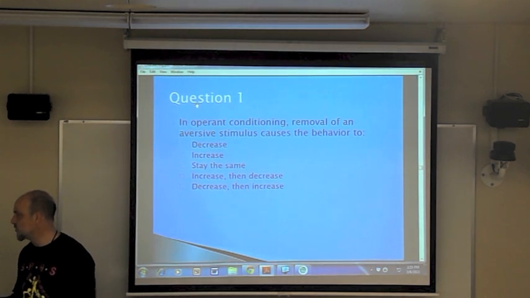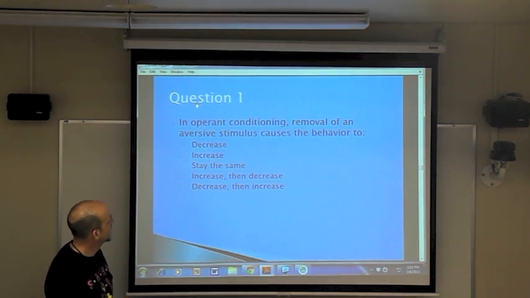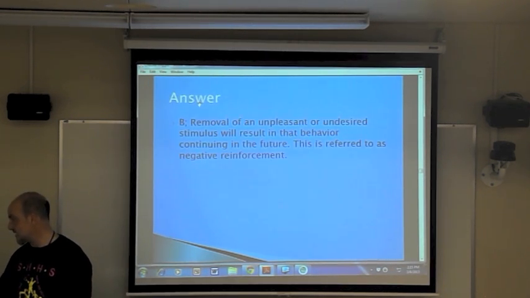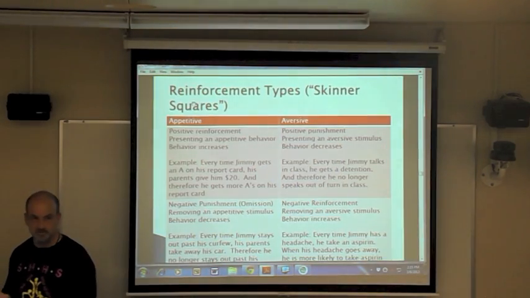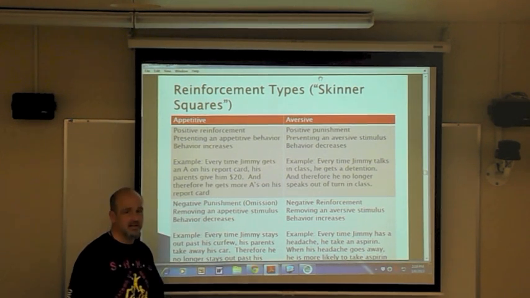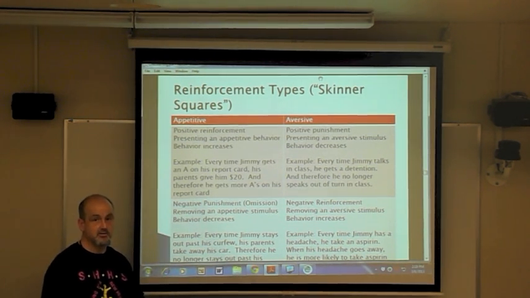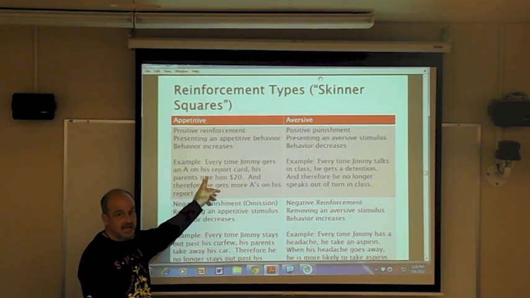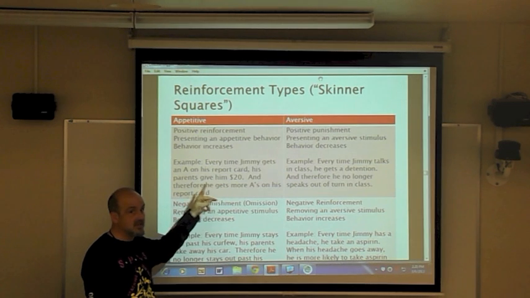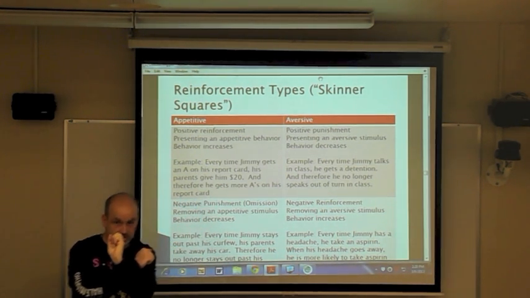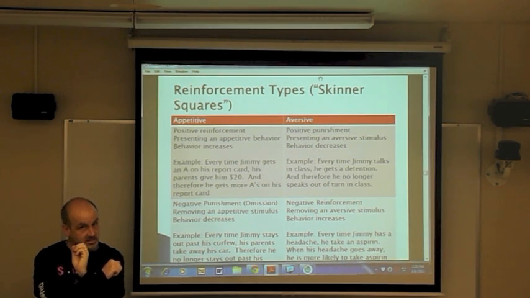Now, got to pay attention to this. In operant conditioning, removal of an aversive stimulus causes the behavior. Removal. I want to come back to this, but most of you probably didn't get that because of this example. Now let me explain this to you. Positive reinforcement is presenting an appetitive, remember, appealing stimulus after behavior. Positive means the addition of. So the addition of $20 after he got an A on his test increases the chances that he'll get another A down the road. So again, it's the presenting or adding of an appetitive. $20 is appealing to him.